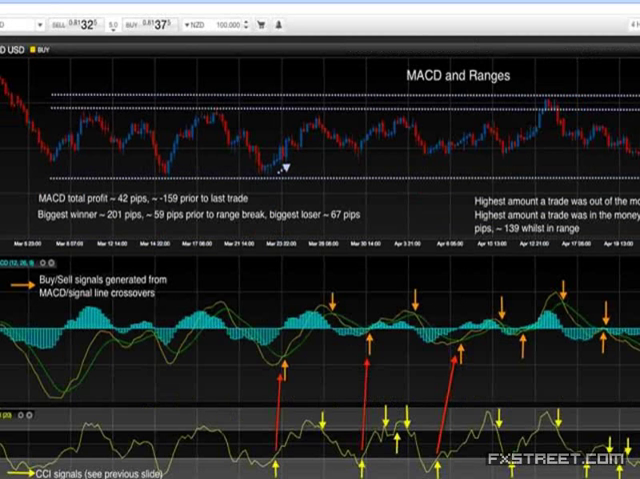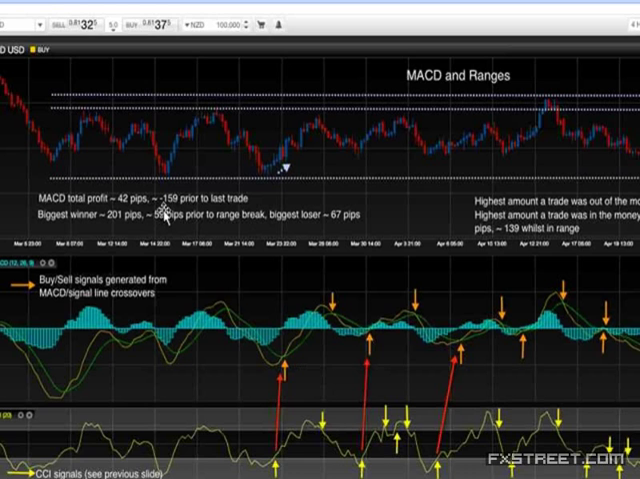So we're going to move on to the MACD now and have a look at that. The signals were where the MACD line, the orange line, crossed the signal line, the green line. It's a pretty typical way people use the MACD indicator.